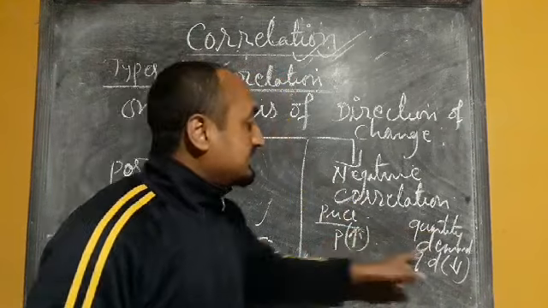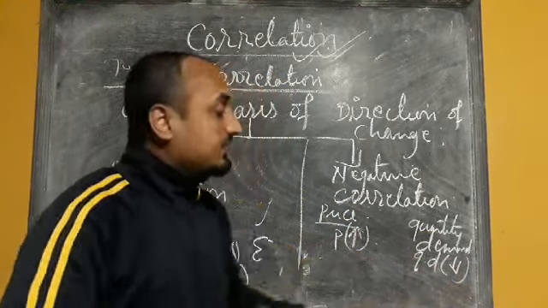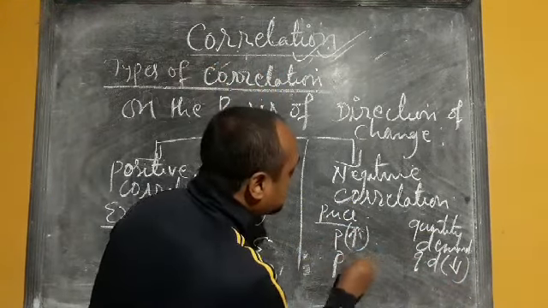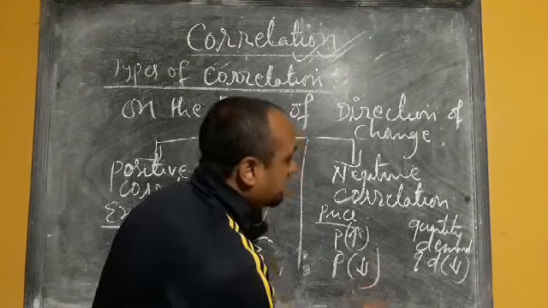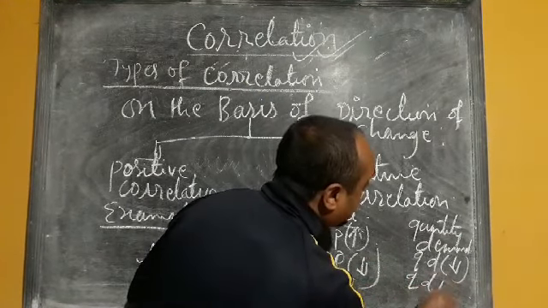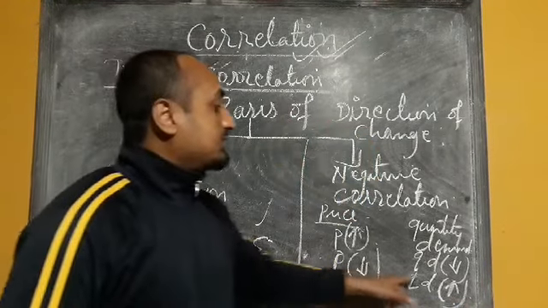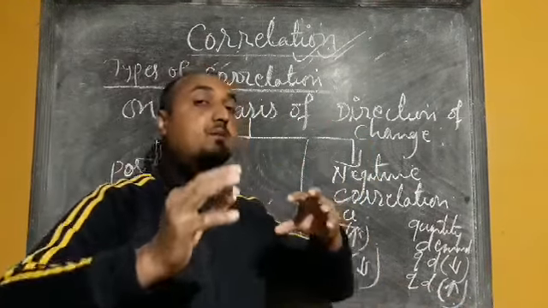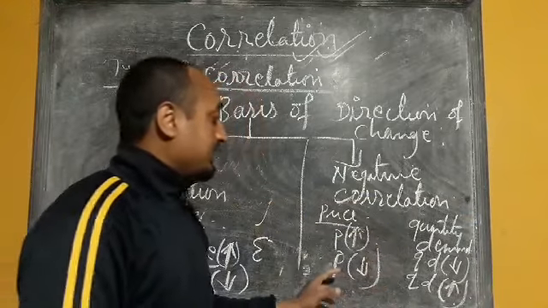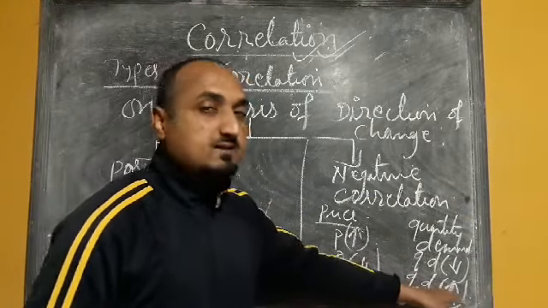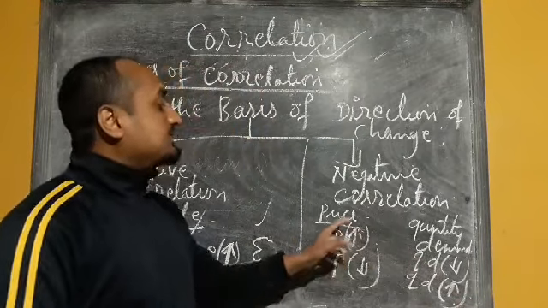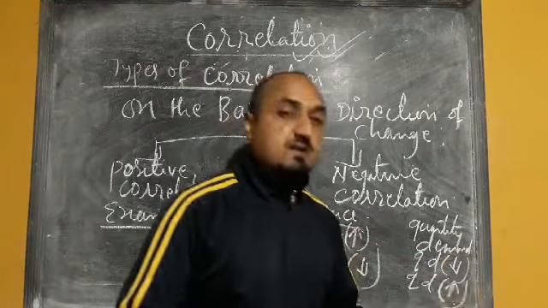If price is increasing, quantity demanded is decreasing. Similarly, if price is decreasing, quantity demanded will increase. Here also the movements of the two variables are in opposite directions. If price is decreasing, quantity demanded is increasing. If price is increasing, quantity demanded is decreasing.